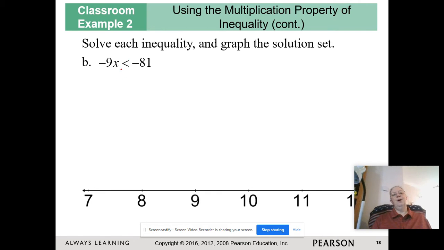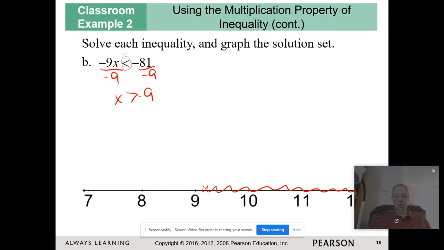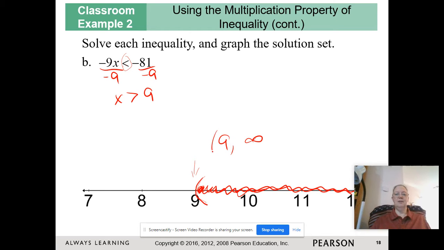All right, now this example, on the other hand, we're dividing by a negative. When you divide by a negative, you have to reverse the symbol. So I'm dividing by a negative 9, but I'm going to reverse that symbol: x is greater than 9. So here's my 9. I'm going to shade in this direction. There's no line underneath. It's not equal to, so I'm going to use parentheses. And my interval shading starts over here on the left side at 9, and it continues to go all the way up to infinity. There's parentheses on the 9, and infinity always gets parentheses.